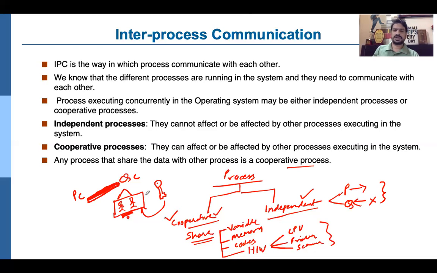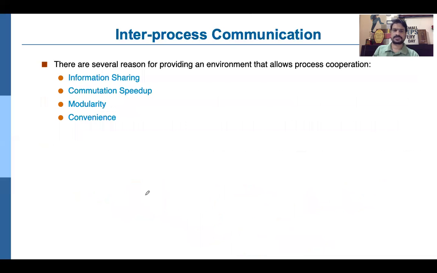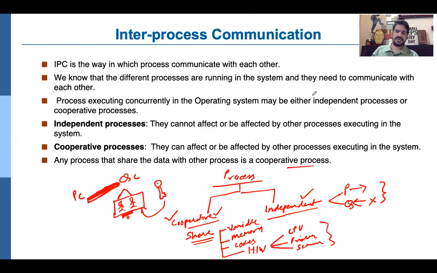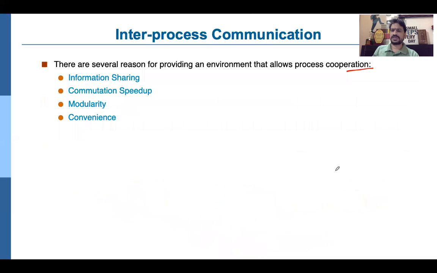So let's talk about what will happen when two processes become cooperative processes. There are several reasons for providing an environment that allows processes to be cooperative. Why are we doing such a complex thing? If we make our operating system produce independent processes, it will be very easy for the operating system to manage, right? Because they don't have common resources and they don't have to cooperate with each other. But why is it required to make cooperative processes?